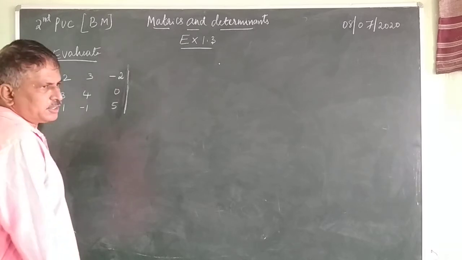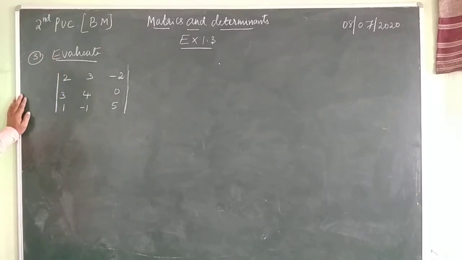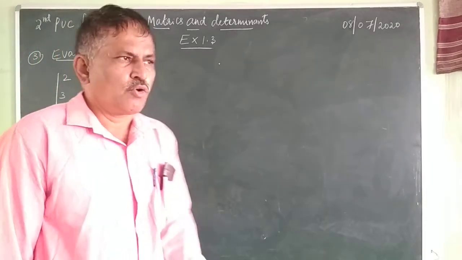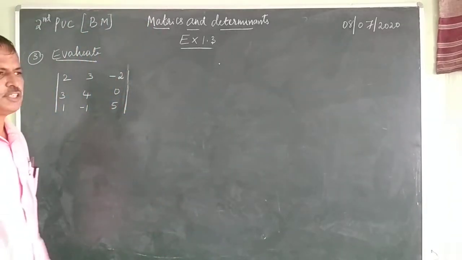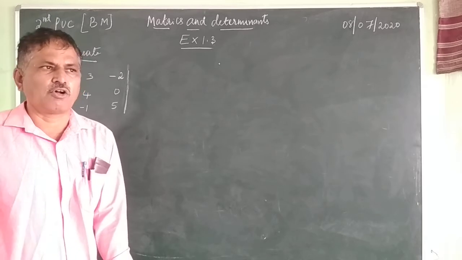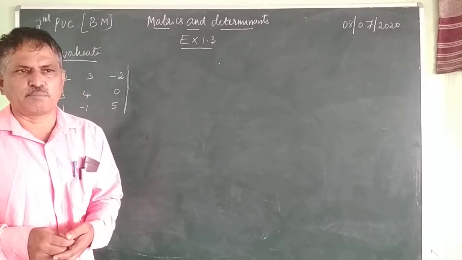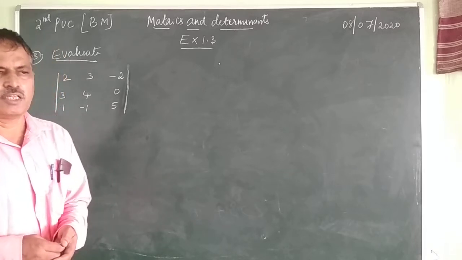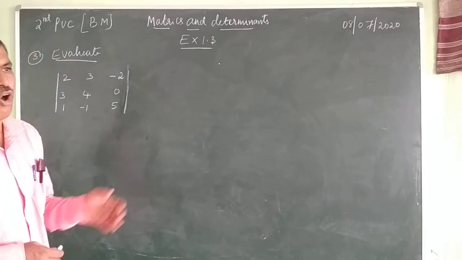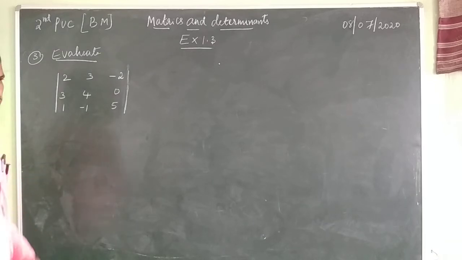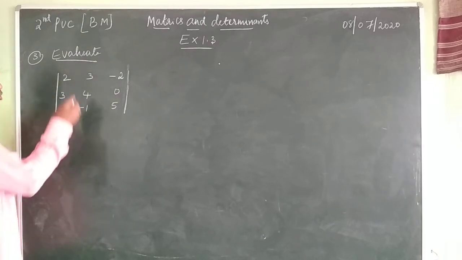In my last class, we did the first and second main questions of 1.3, which were based on the second order determinant, whereas the third main question is based on the third order determinant. To solve a problem based on a third order determinant, the first row elements should be multiplied with the plus, minus and plus signs.